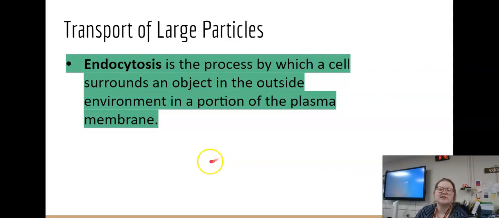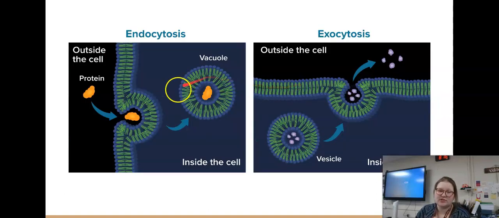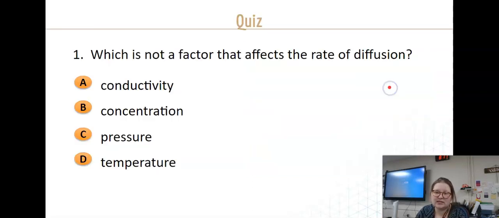Endocytosis is the process by which a cell surrounds an object in the outside environment in a portion of the plasma membrane. This is for very large particles. Exocytosis is the excretion of materials at the plasma membrane. So it looks like this. Endo is inside, so we're taking that big thing inside. It creates a bubble from the outside of the cell and brings it in. Exocytosis is the opposite. This is waste, so it would be a vesicle. We are going to move this bubble out. Eventually it will bond with the cell membrane that's already there and release that waste.